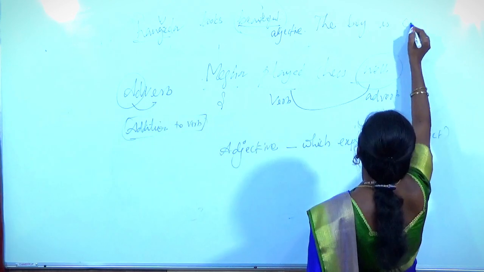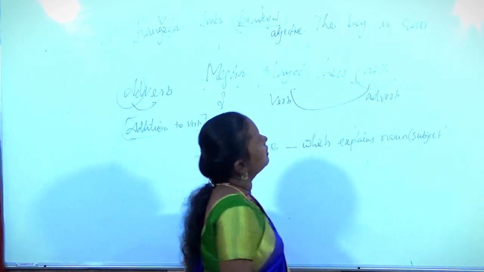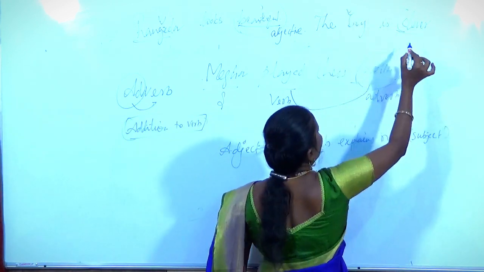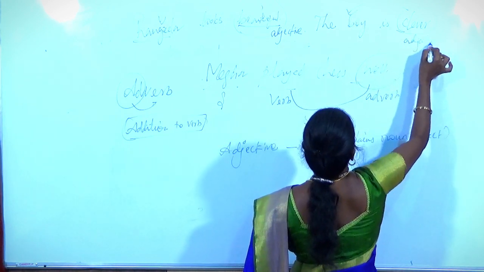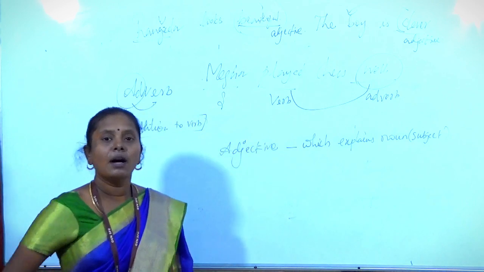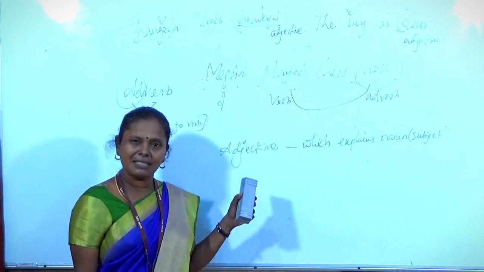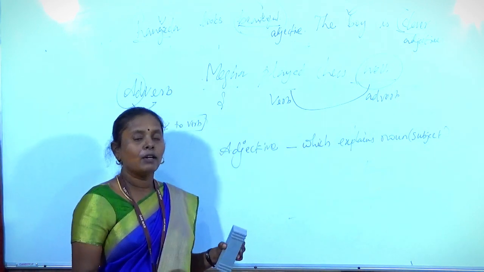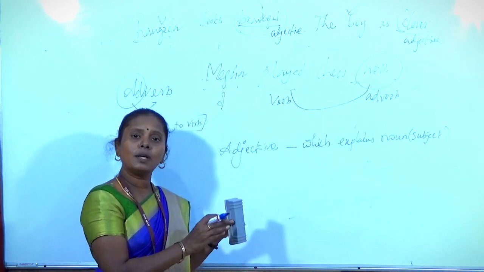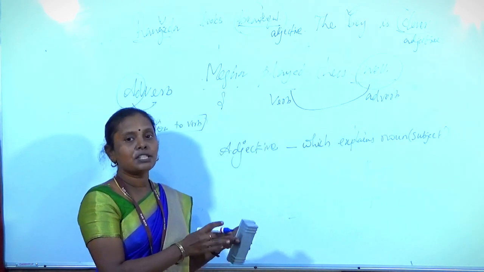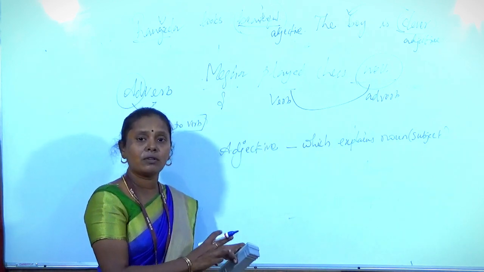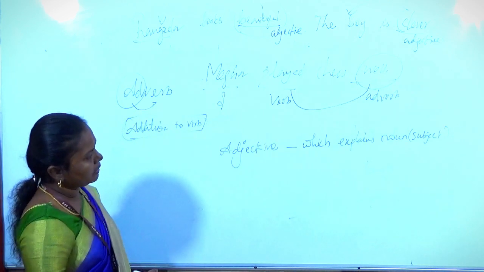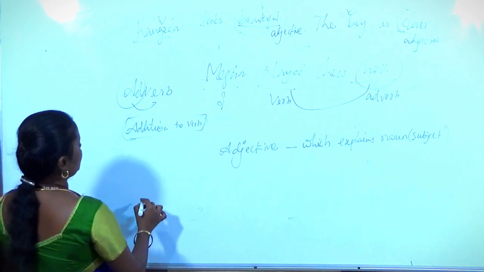Another example, the boy is clever. So this word clever refers to this boy, so it is an adjective. I hope it is very simple for you to identify adverb and adjective. So never forget, a word which gives additional information to the verb is called adverb, and a word which gives additional information or explains the noun or subject is an adjective. Don't forget it. And we can come to the next one, preposition.